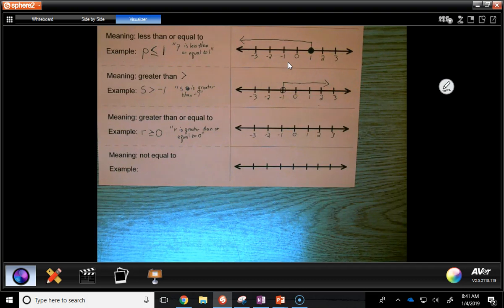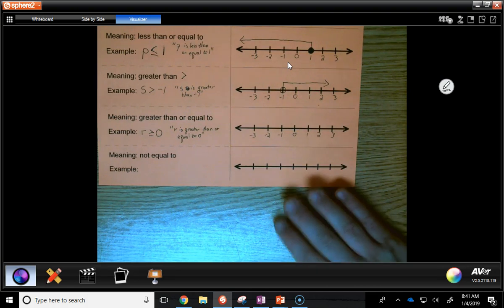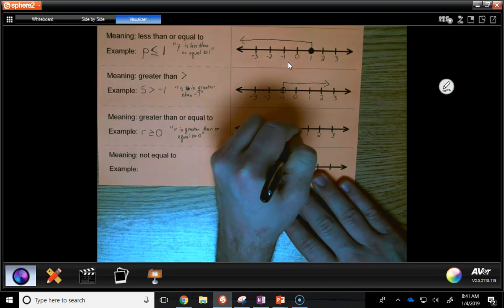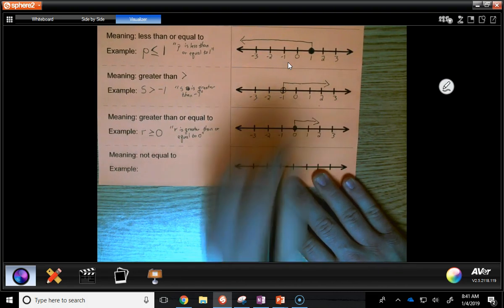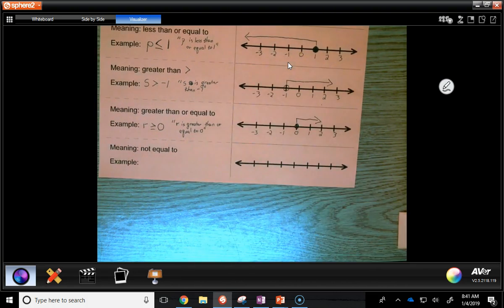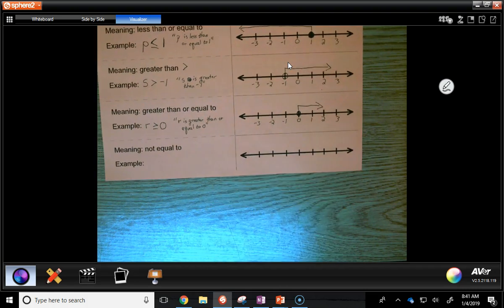Alright, Henry, what kind of dot am I going to use? Open or closed? Closed. Closed dot, and where are we going to put it? On the 0. And it's greater than, we go this way. Okay, last one, and then we'll do some example work with this. See if we can apply what we're learning.